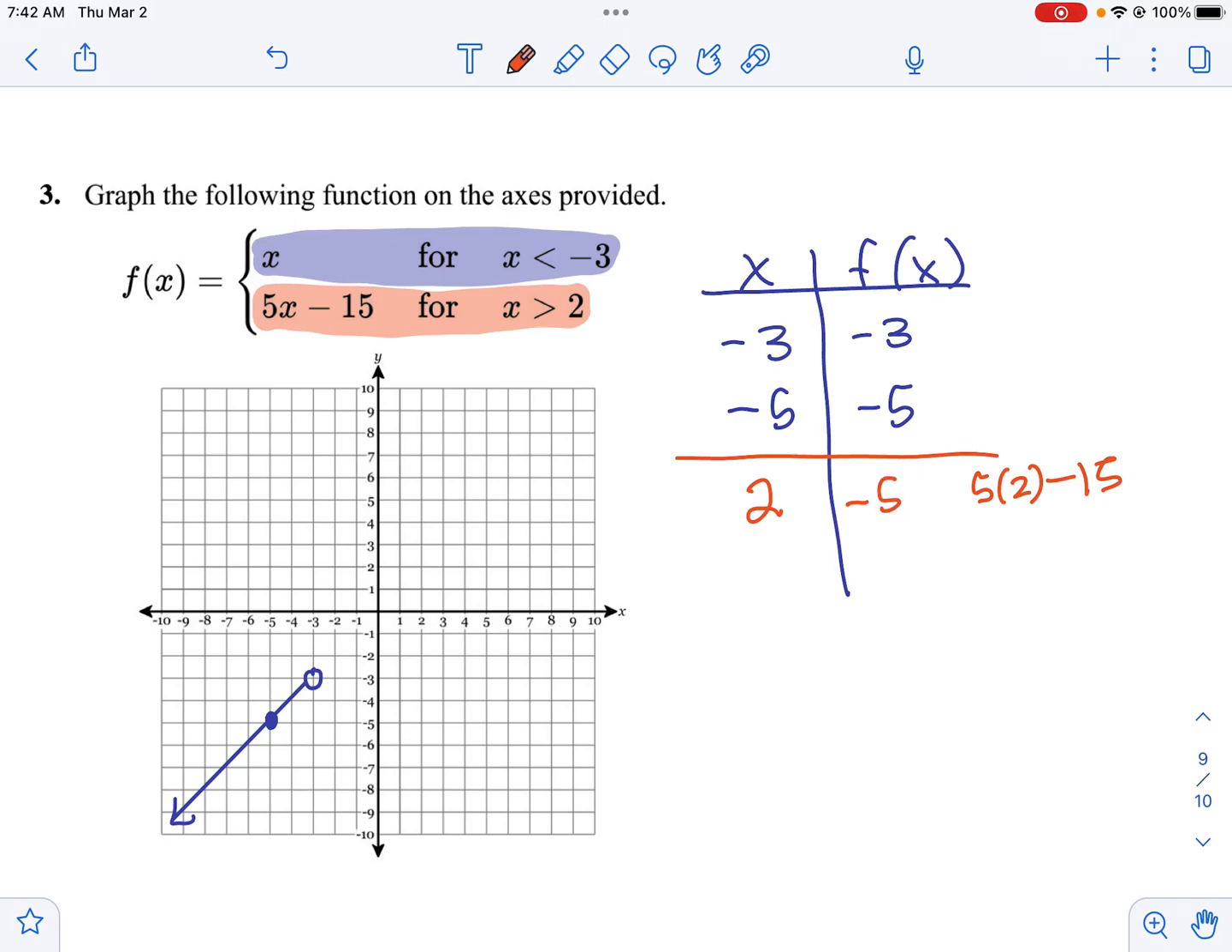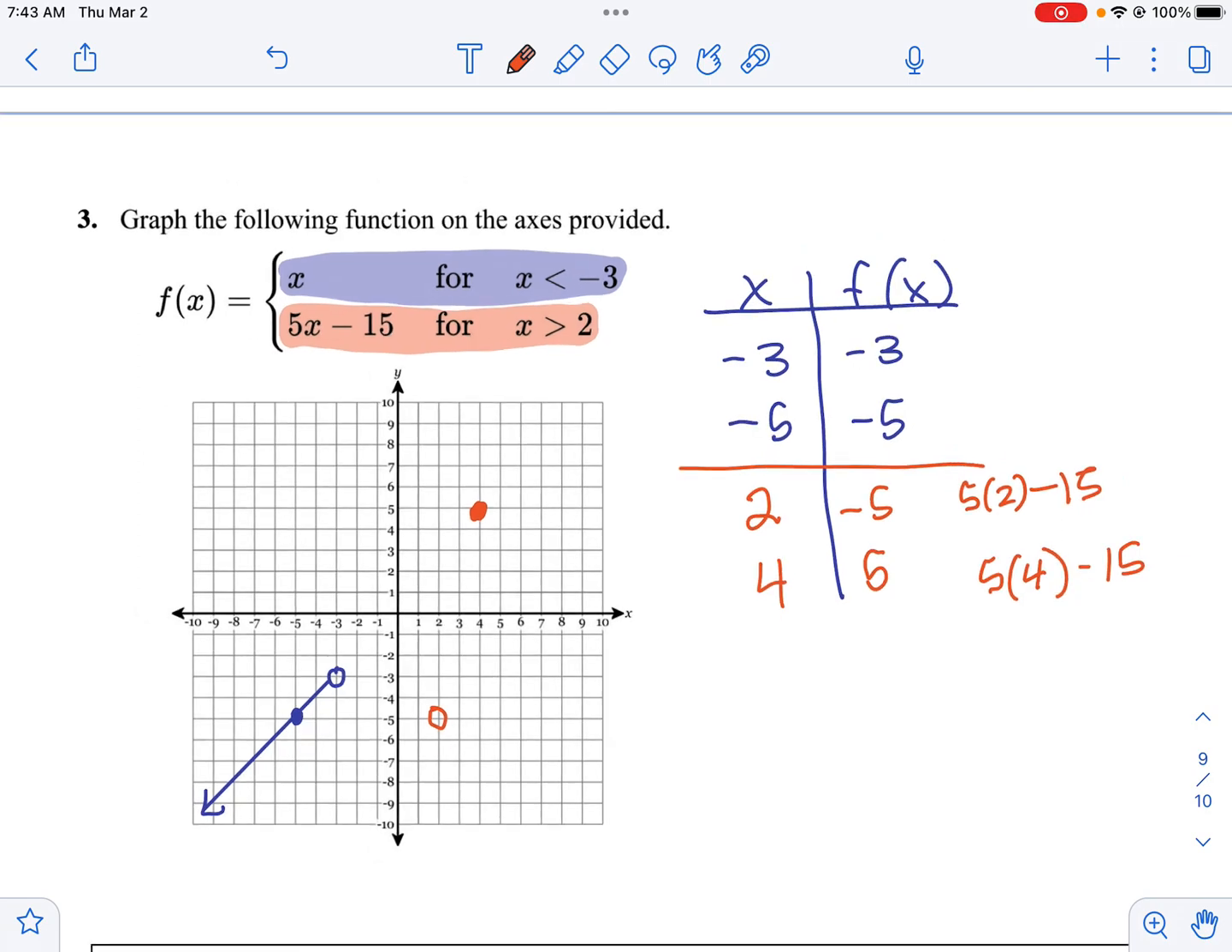Okay, so at 2, -5, we'll put an open dot. And then let's just plug in something bigger than 2. So let's just plug in 4. Any number bigger will work, but okay. So 5 times 4 is 20, minus 15 is 5. So 4, 5. That little piece right there. Ooh, and let's use the straight line tool here. Okay. Here we go. Okay. So here are the 2 different pieces for our piecewise function.